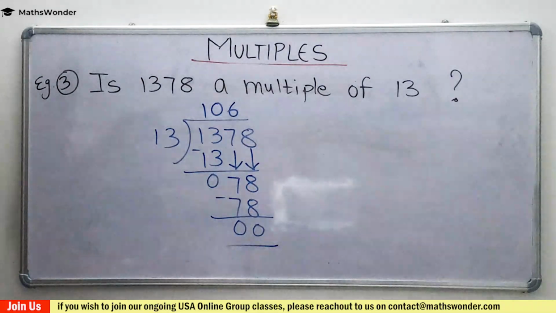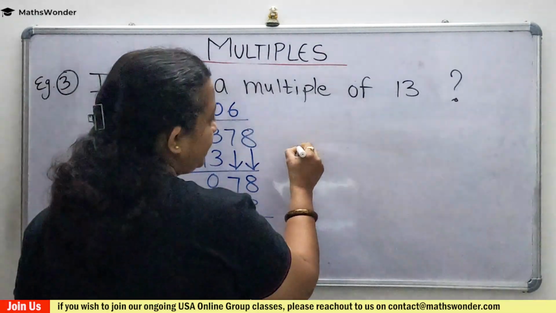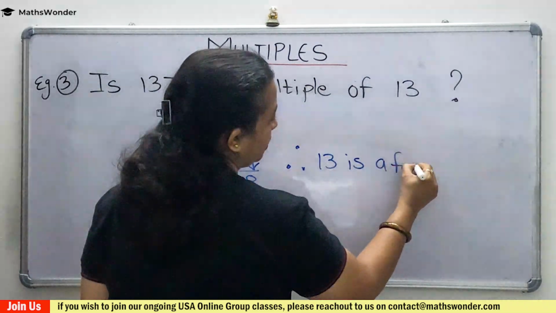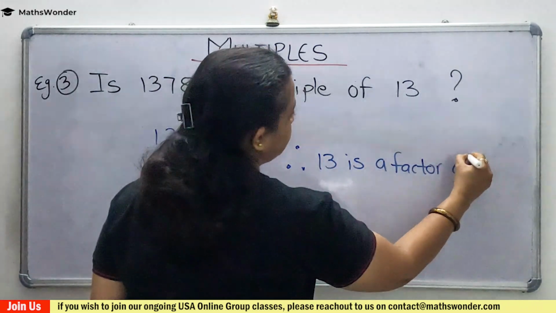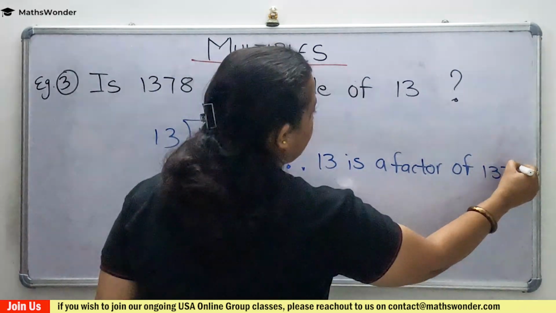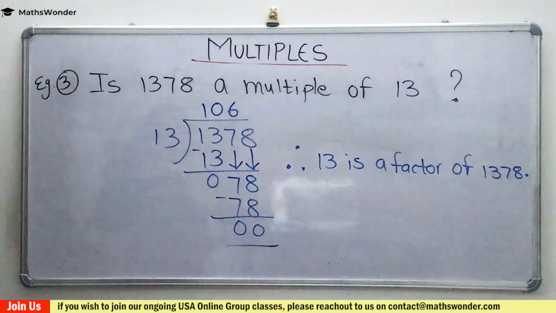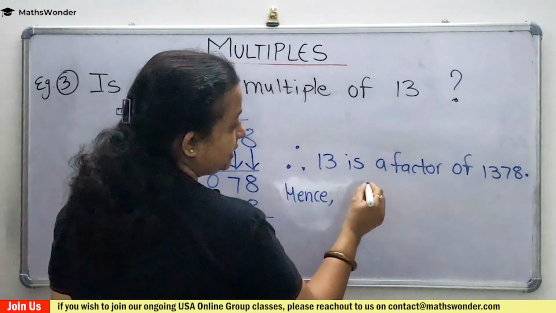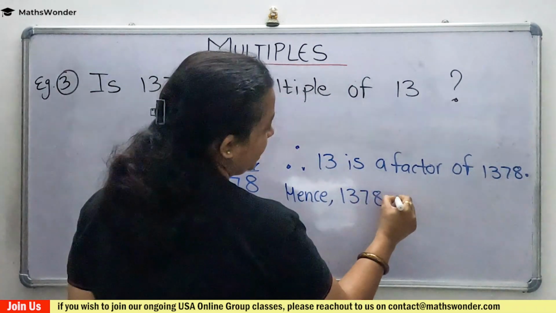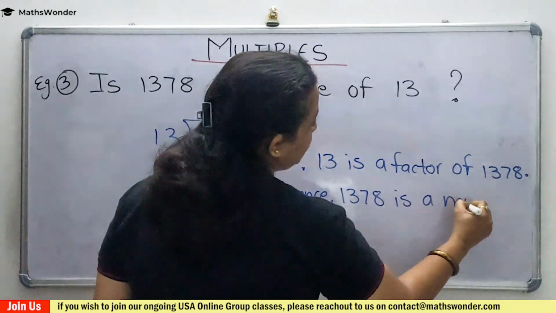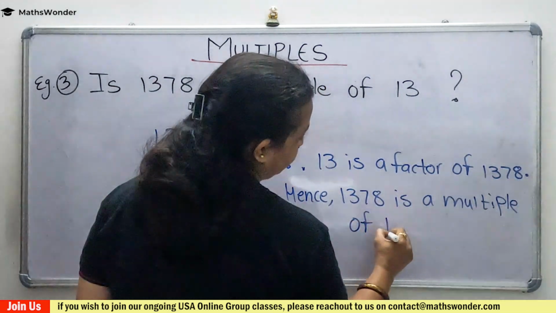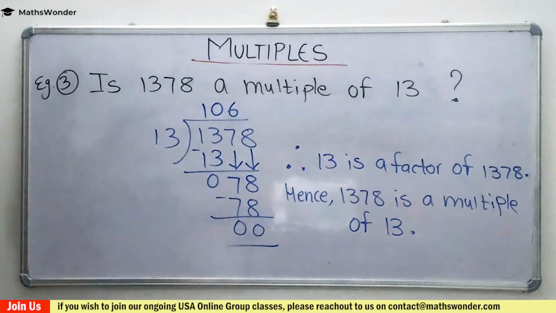So 13 is a factor of 1378. Hence, by the opposite concept, 1378 is a multiple of 13. This is our solution.